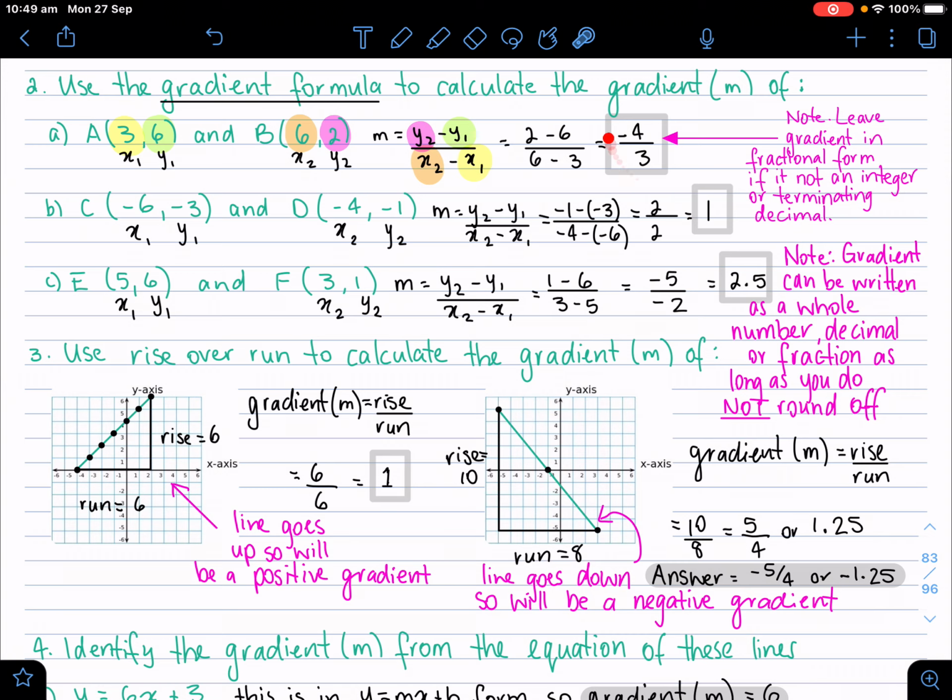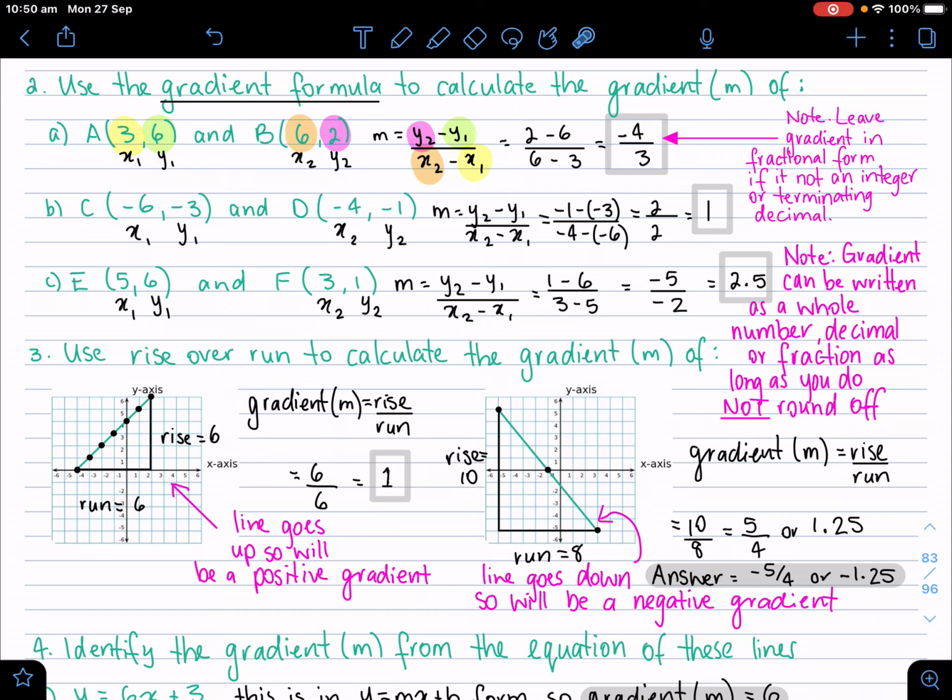So this number here, negative 4 over 3, is a decimal that keeps going. It's not a terminating decimal, and it's not a whole number. So I leave it in fractional form if it is not an integer, which is a whole number, or a terminating decimal. So that's the final answer for the first example.